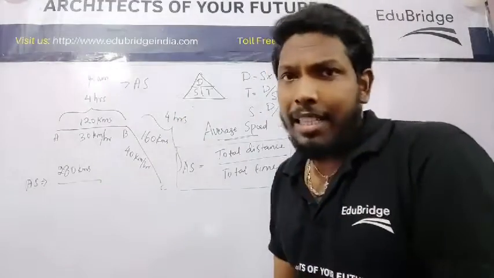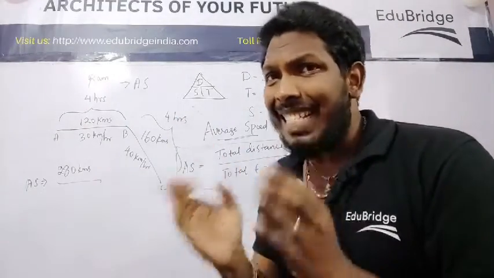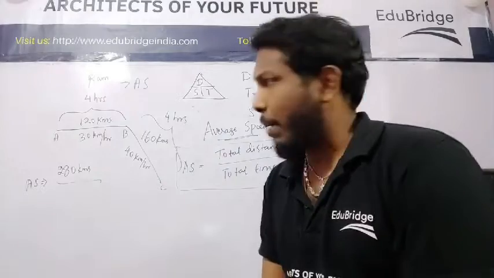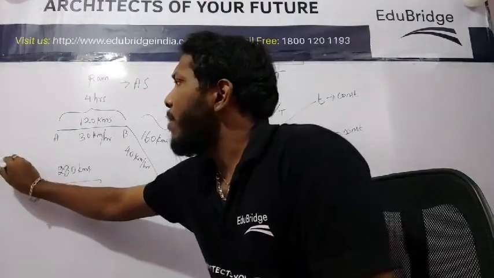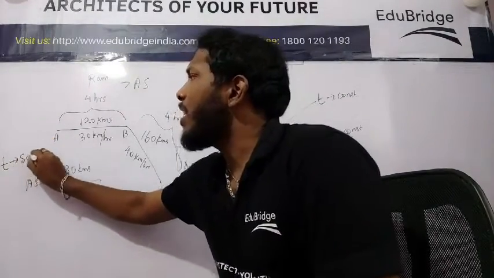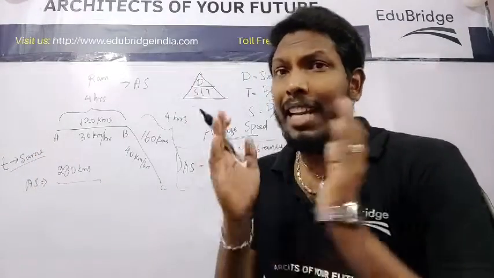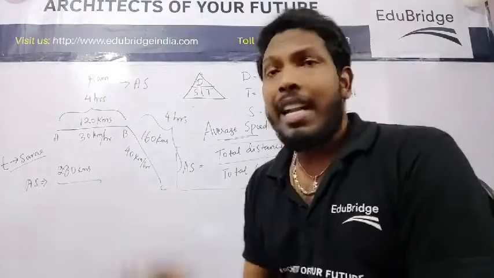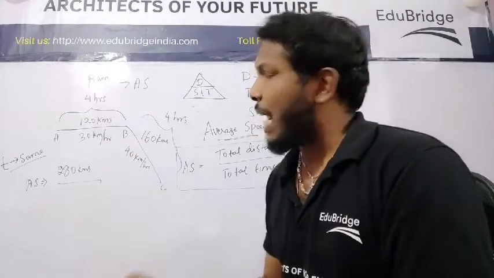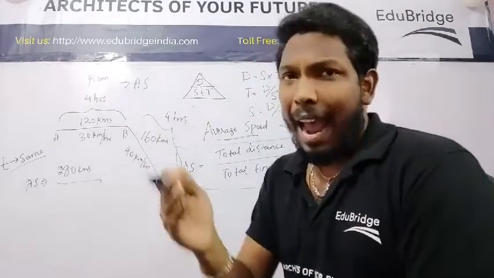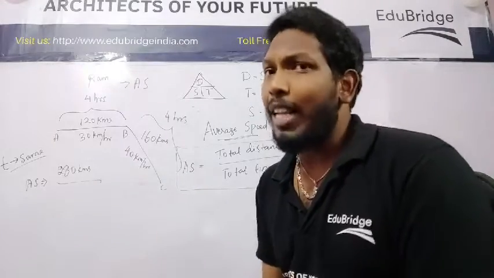So now tell me, guys, what is constant, what is same? Time is same, right? In the previous concept I told you that the distance was same. Here, time is same. When time is same, very simple, you have to add and divide by 2. I'll tell you how.